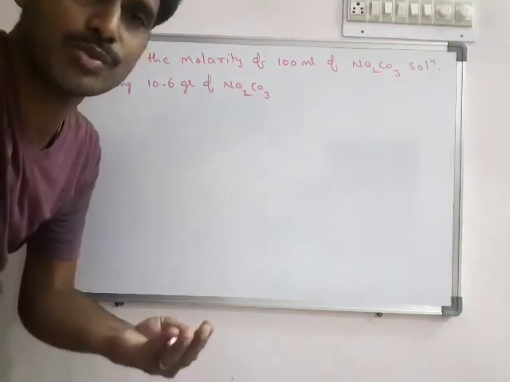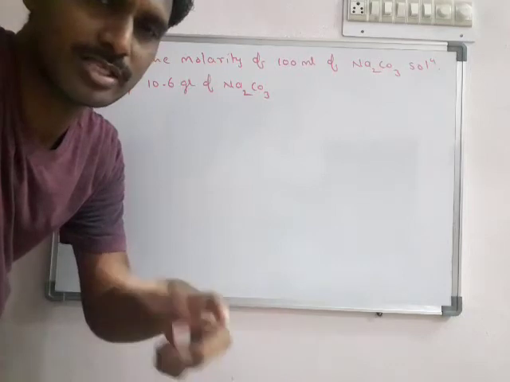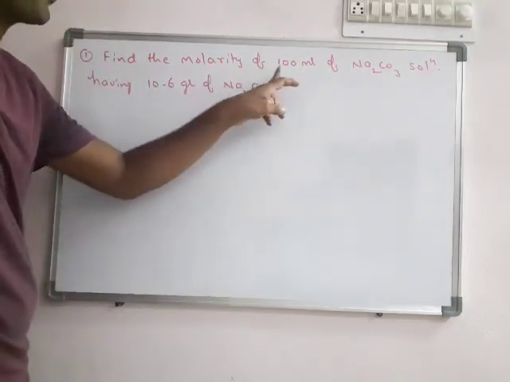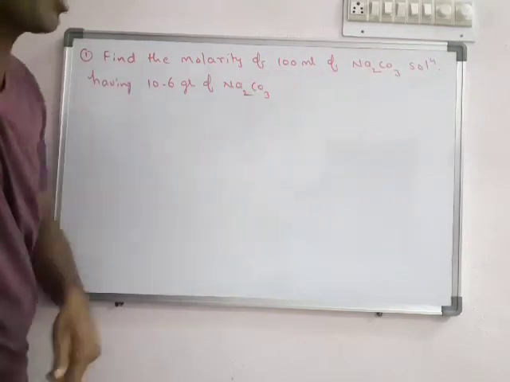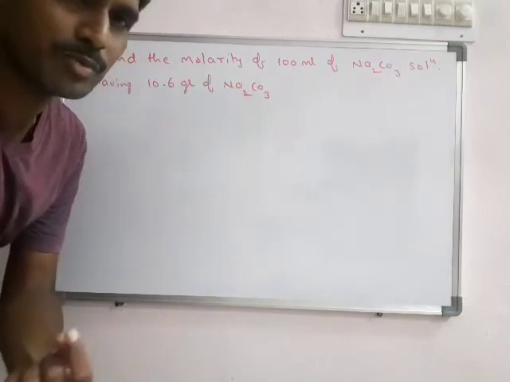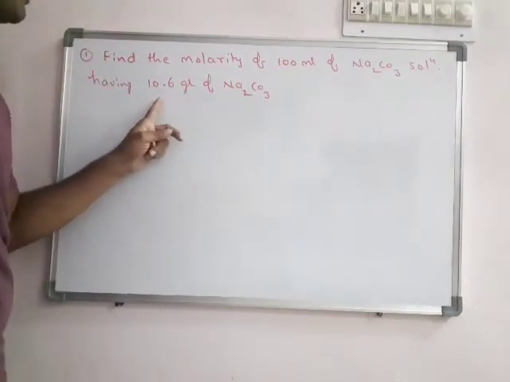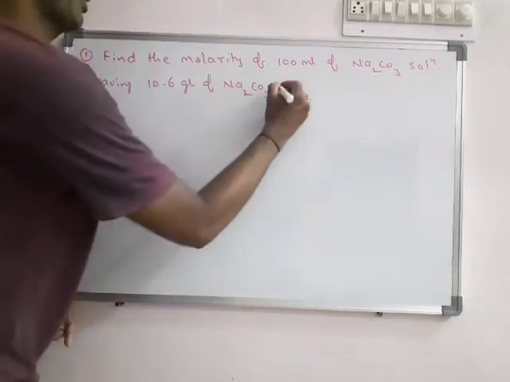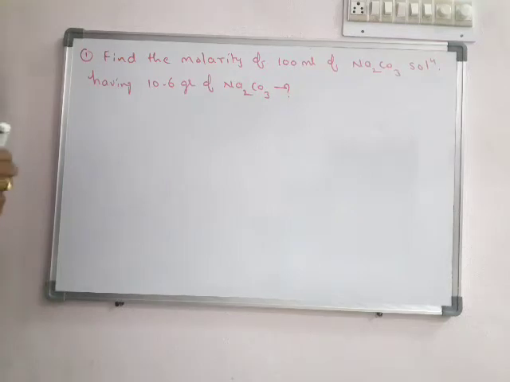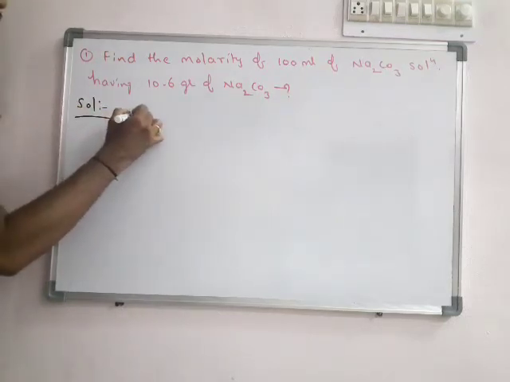The sodium carbonate solution is made by dissolving sodium carbonate in water. After the solution is prepared, its volume is 100 milliliter. It contains 10.6 grams of sodium carbonate, that is the amount of sodium carbonate. We need to find the molarity. It's a simple problem. We have to know the formula. What is the molarity formula?